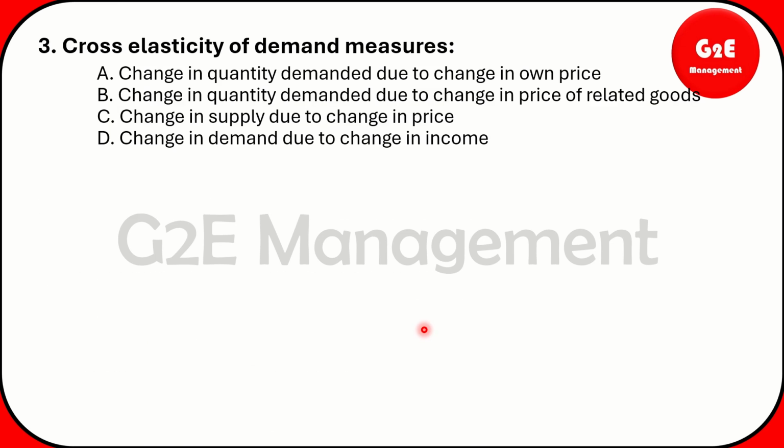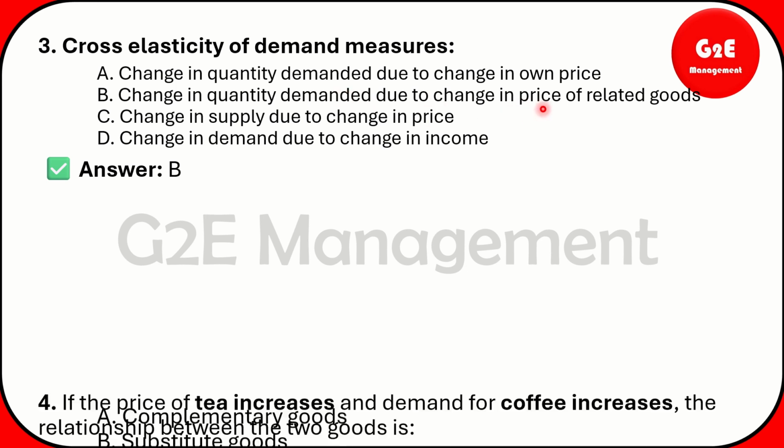And for the next one, cross elasticity of demand measures. How can we calculate it? Changes in quantity demanded due to changes in own price? No. Changes in quantity demanded due to changes in price of related goods? Exactly. And changes in supply due to changes in price? No. Changes in demand due to changes in income? That is also wrong. So the answer is changes in quantity demanded due to changes in price of related goods. The numerator will be quantity demanded, the denominator will be price.